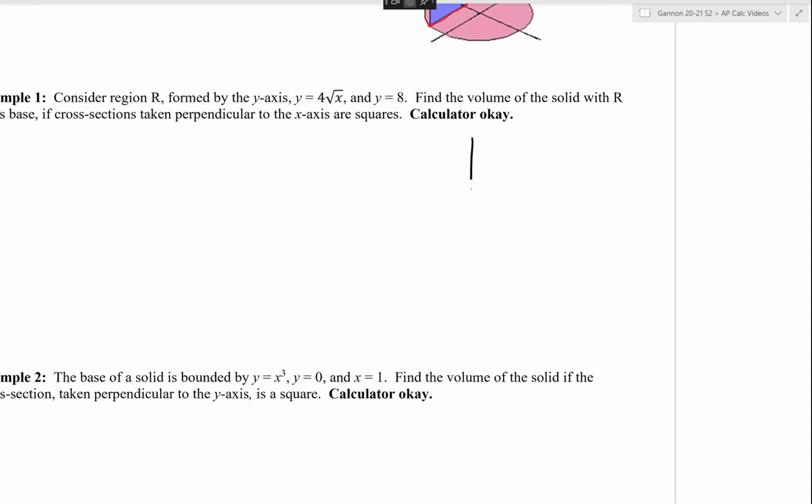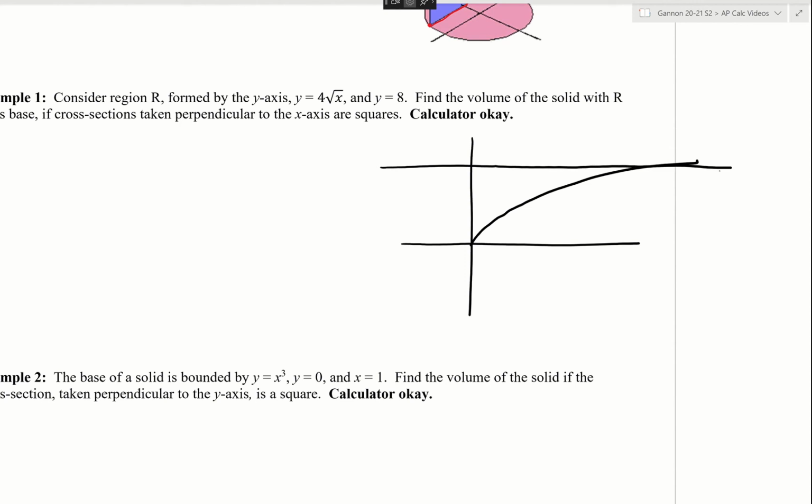If we were to graph y equals 4 root x, that's going to be a square root function that's going to look like this. And then if we were to graph the line y equals 8, that's going to be a horizontal line that looks like that. And at some point, those functions are going to intersect. We would want to find that point of intersection.